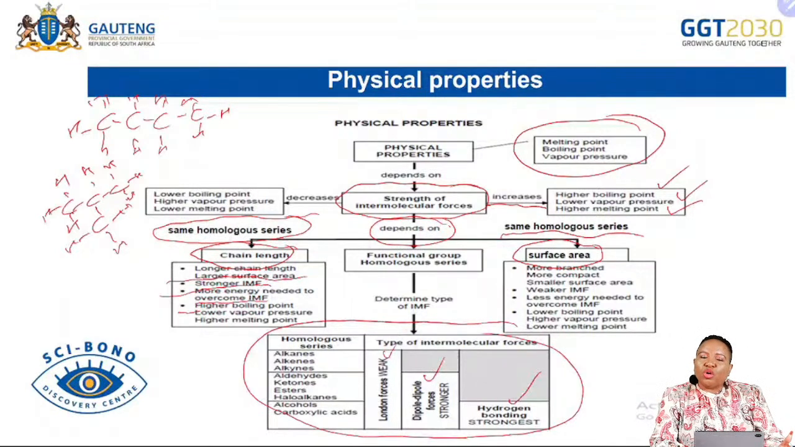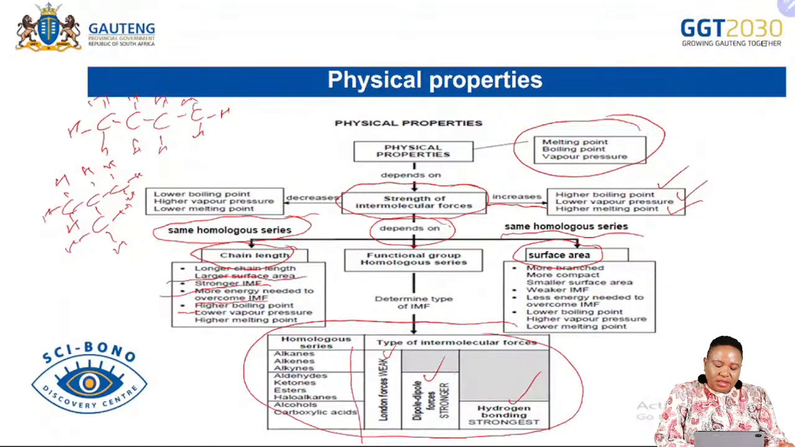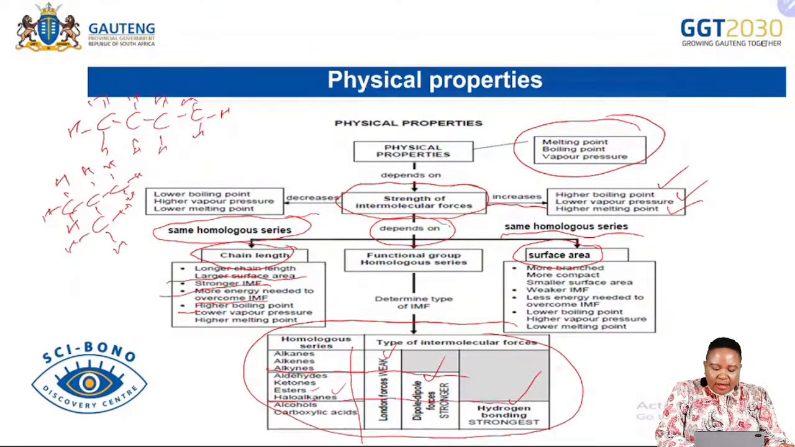Now you need to also remember that when we say these compounds have London forces, we mean everything that you see here, all the homologous series will have London forces. However, when coming to dipole, only the aldehydes, the ketones, the esters, and the alkanes will have the dipole, and then hydrogen bonds will be only the what? The alcohols and the carboxylic acids.